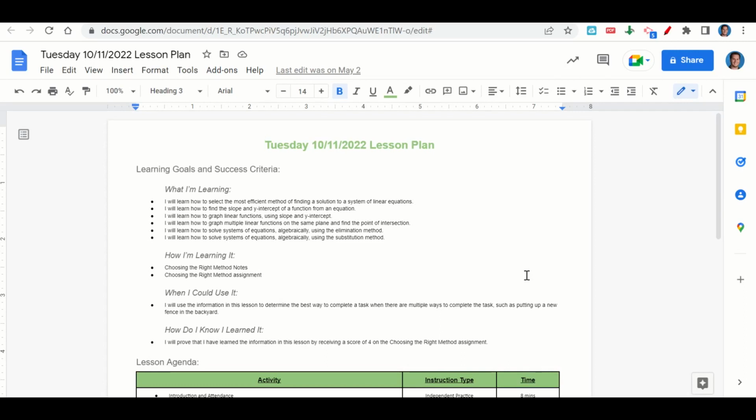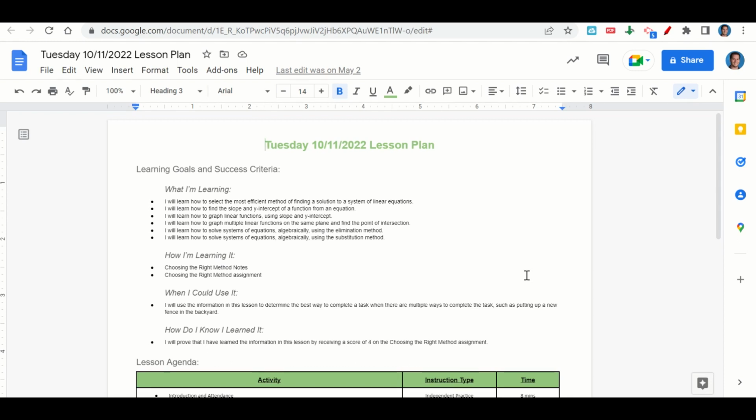First, what are we learning? We're learning how to select the most efficient method of finding a solution to a system of linear equations, how to find the slope and y-intercept of a function from an equation, how to graph linear functions using slope and y-intercept, how to graph multiple linear functions on the same plane and find the point of intersection, how to solve systems of equations algebraically using the elimination method, and how to solve systems of equations algebraically using the substitution method.